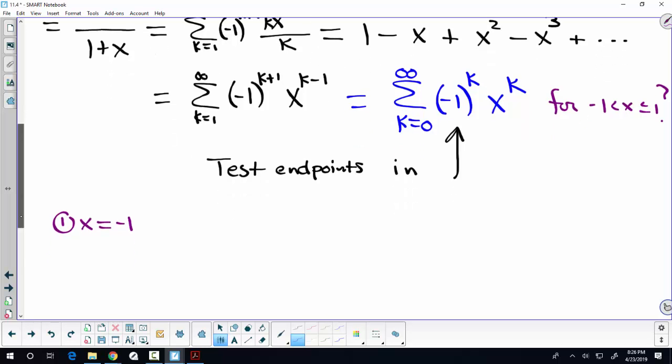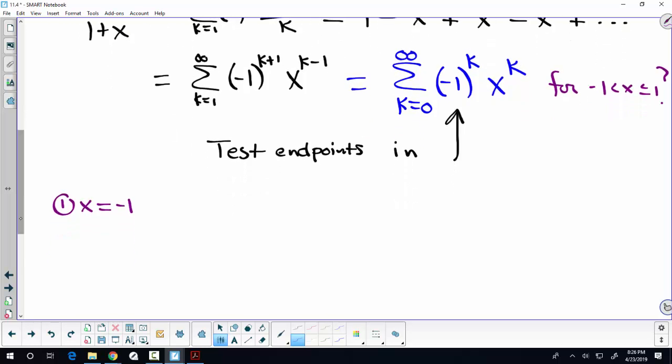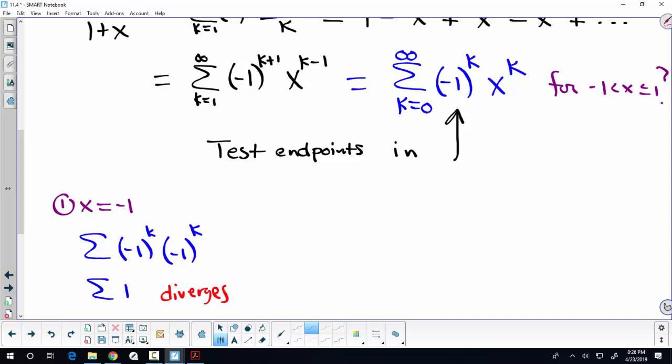All right. So when x equals negative 1, using this blue one, we've got the series of negative 1 to the k times negative 1 to the k. And that's just 1 to the k, right? Does that converge or diverge? Divergence. So we exclude negative 1 from the interval of convergence. Seems redundant because we already excluded it, but we could very well have had an inclusion here. We have to test to be sure. So we tested, and now we're sure.